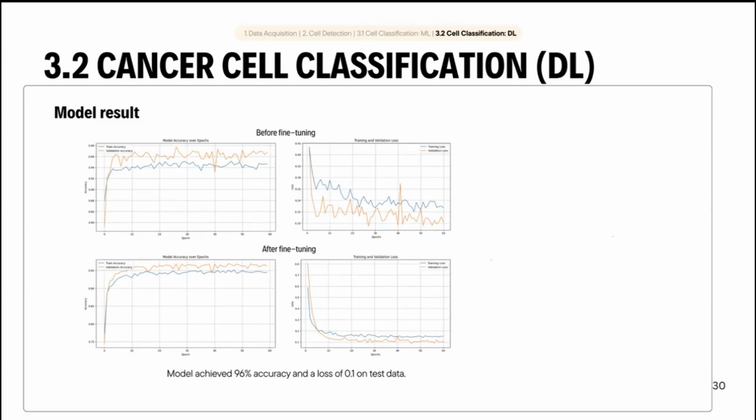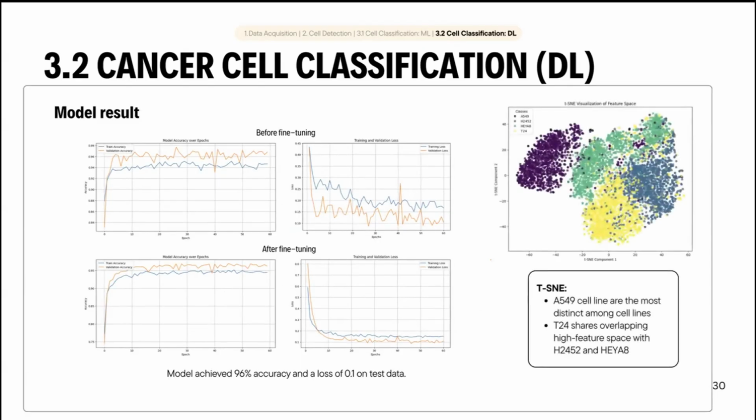And here we can see the before fine tuning and after tuning. The prediction frequency is low compared to the scratch model or only transfer learning. It suggests smooth learning and addresses overfitting. Also, the t-SNE visualization shows that the A549 cell line has the most distinct high feature space among cell lines. On the other hand, T24 shares overlapping high feature space with H2452 and HIA8.